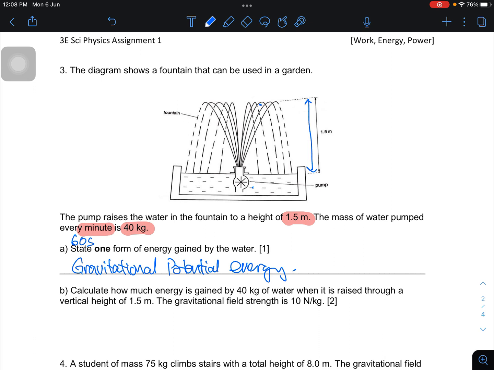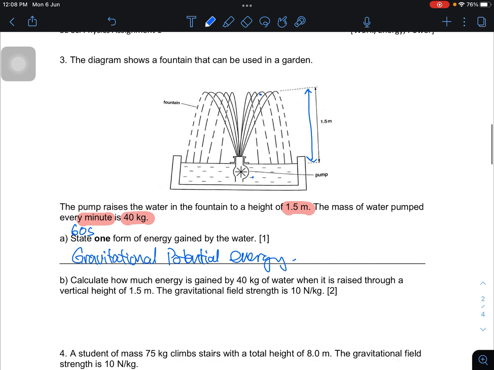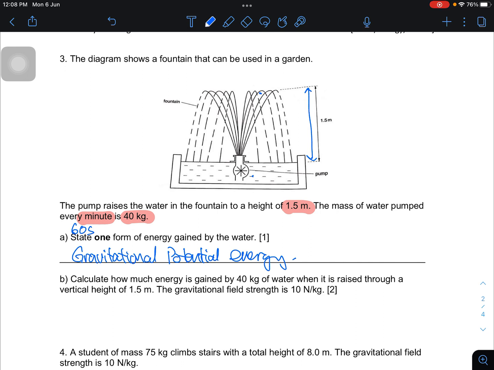Calculate how much energy is gained by 40 kg of water when it is raised through a vertical height of 1.5 meters. The G field strength is 10. They want how much energy is gained when it is shot upwards. So again, the gain or change in GPE is equal to mgh. Write the formula down first.